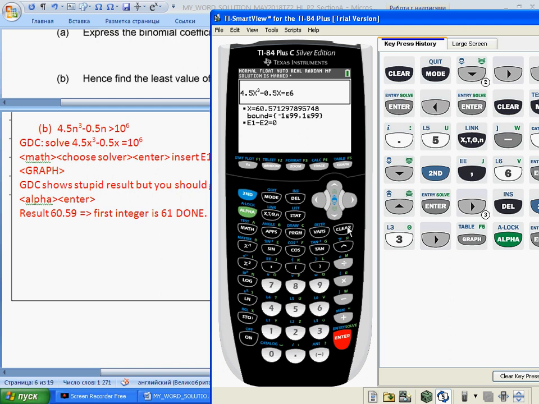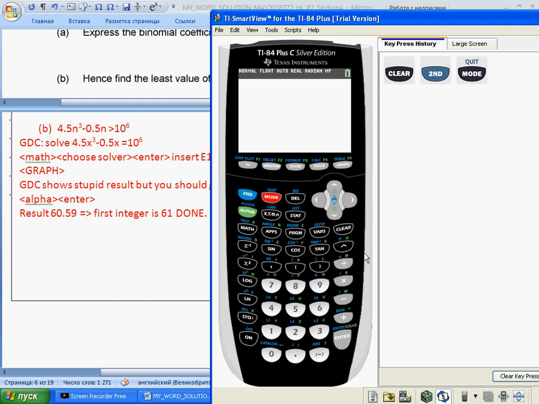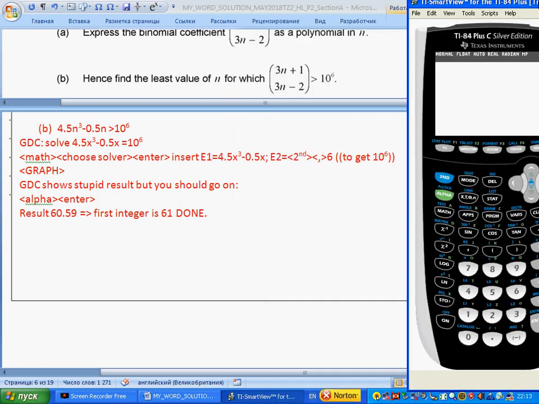So let's try to clear. We clear history. Clear. This clear doesn't work, so we go to second and mode. Now it is okay. Right. Very good.